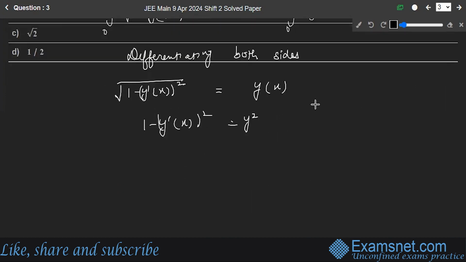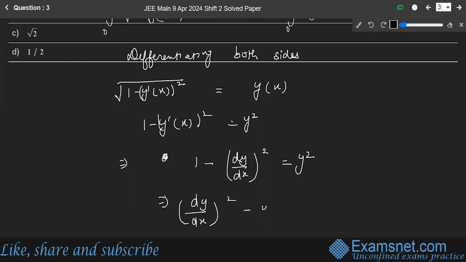And this will be equal to, let's write it like this, 1 minus dy by dx. Now it's a bit easy to understand. This is equal to y squared, or you have (dy upon dx) whole squared minus this way. I'm taking it on this side. This is equal to 1.